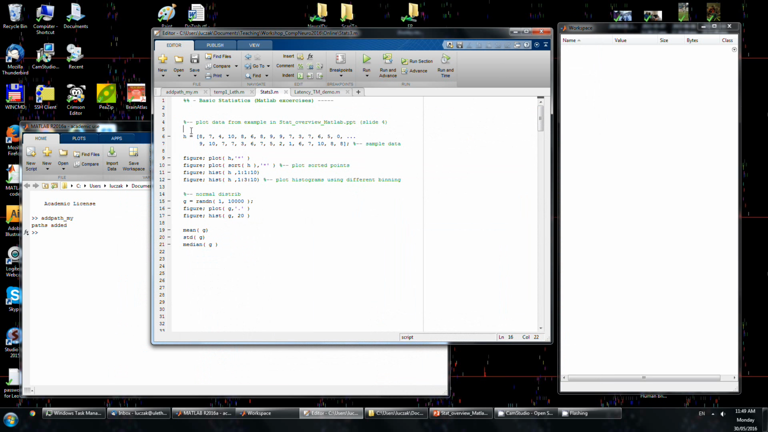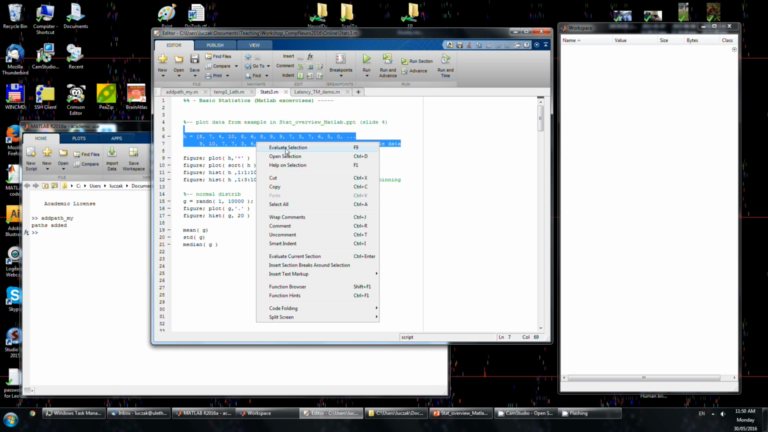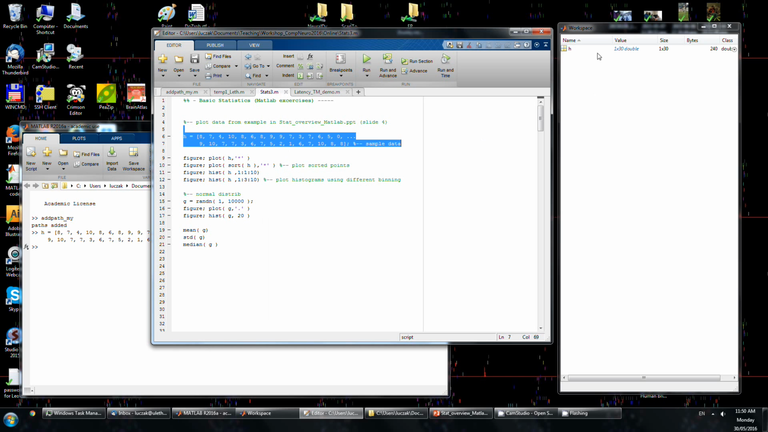Here I already put this sample data, and all the code which I will execute here is available online, so you don't have to type as I'm talking. You can just copy and paste relevant parts of the code to try it yourself. Okay, so if I click evaluate selection, then MATLAB is creating this age variable with 30 numbers.